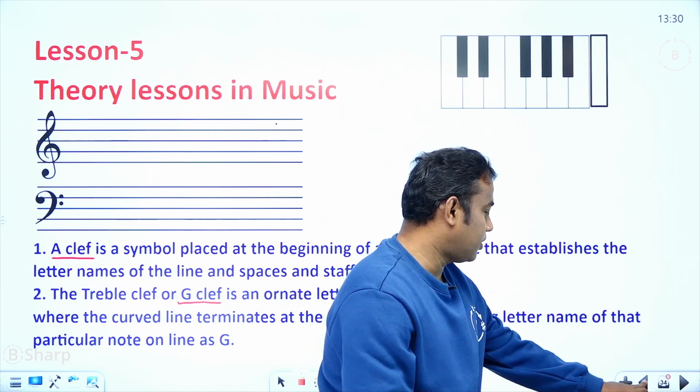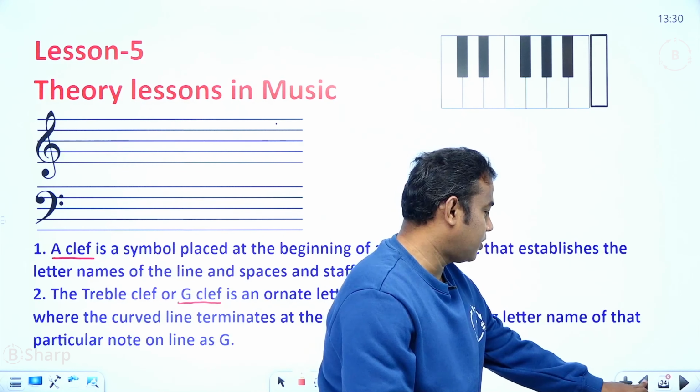Let us see what we mean by the first clef, which is called the G clef. The definition is that it is a symbol placed at the beginning of the lines on the music sheet to establish the letter names of the lines and spaces of that respective staff. That's the meaning of this.